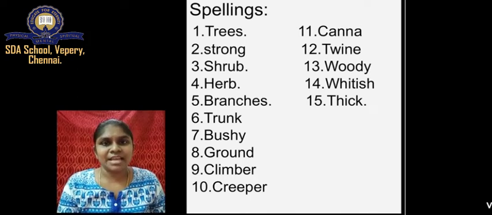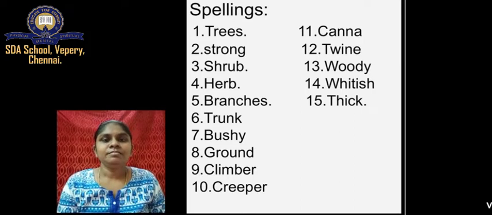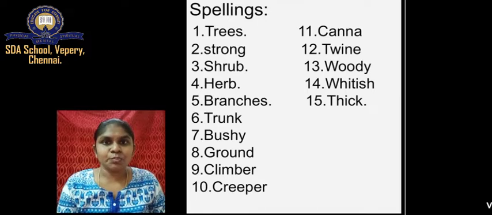Strong. S T R O N G, strong. Third one, shrub. Shrub, which means S H, rub, R U B. So S H R U B, shrub. Fourth one, herb. H E R B, herb.